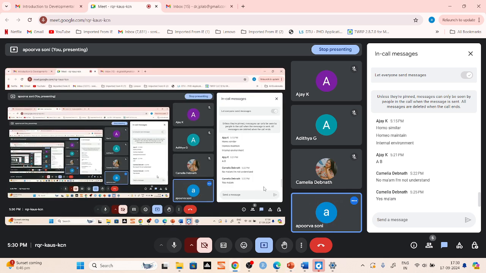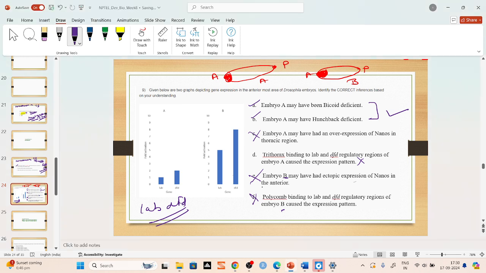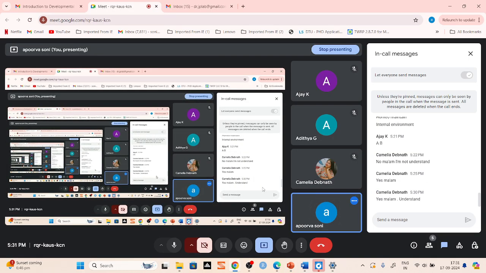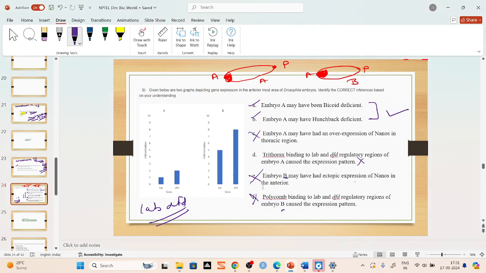So is it clear or is there any problem? Camelia, could you understand the question and the options? If there is any problem, you can tell me. See all the options and see the expression pattern. And if you have any problem in any of the options, let me know right now. Okay, good. I hope this is clear to everybody. Now we'll go to the next question.